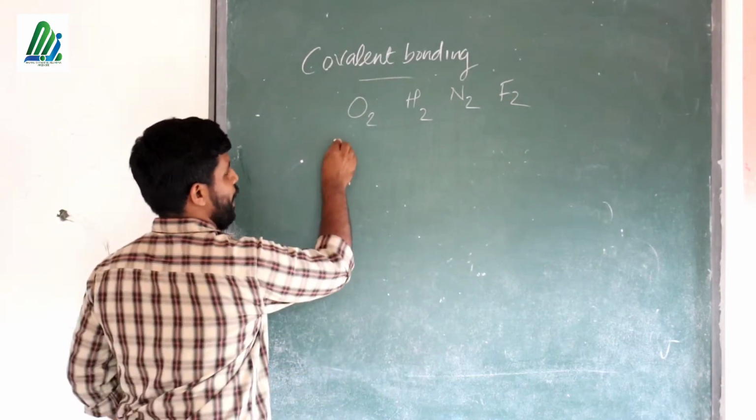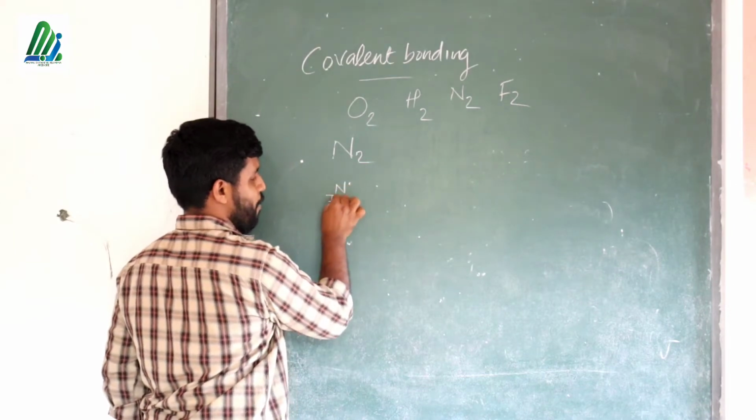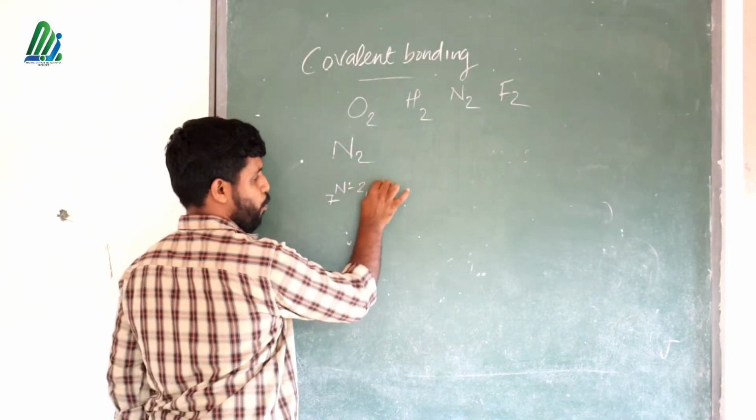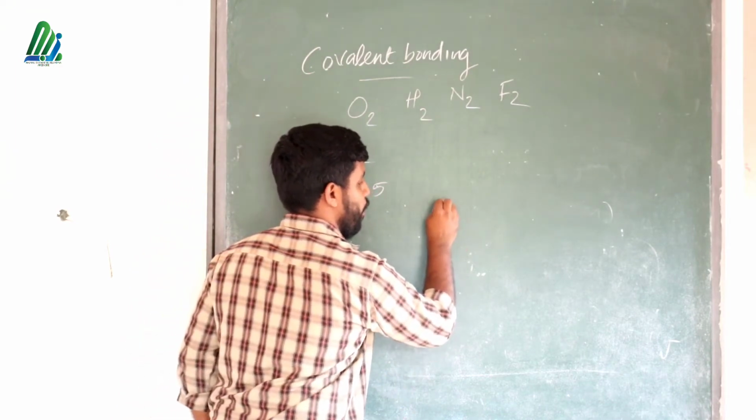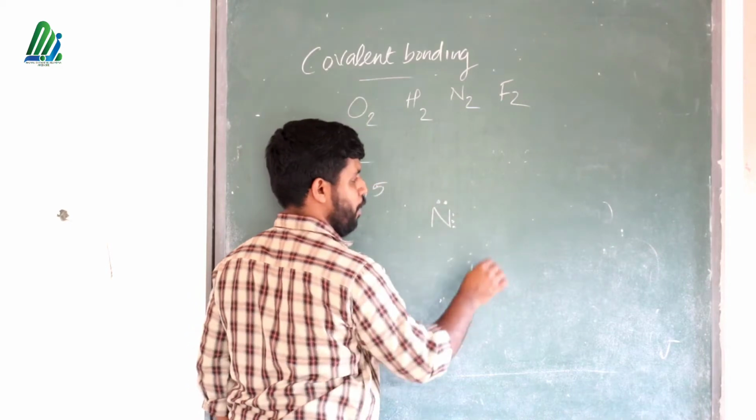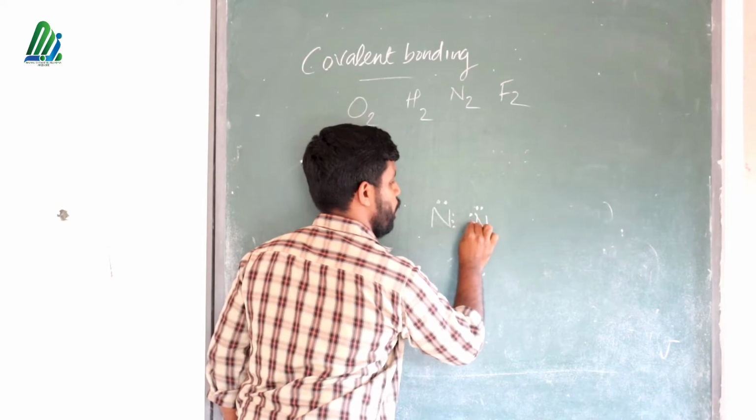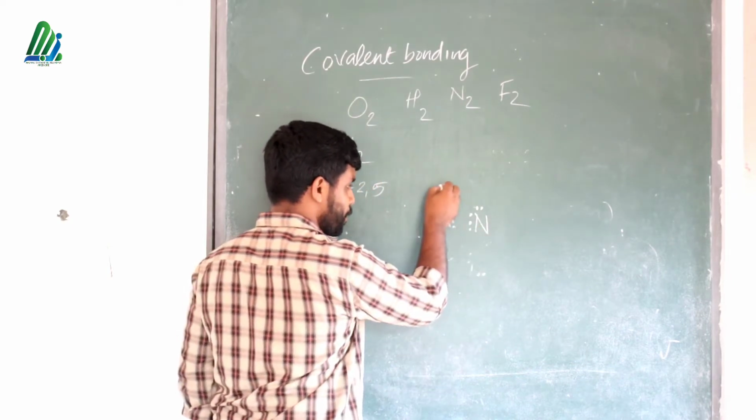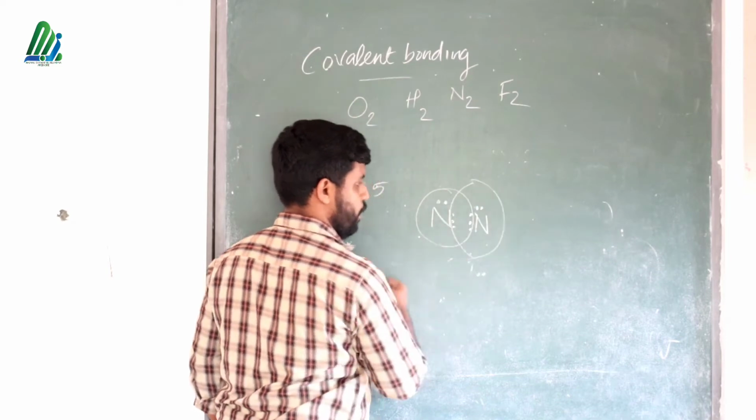So look at nitrogen, N2. Nitrogen's atomic number is 7, electronic configuration 2, 5. 2 nitrogen atoms are combining. So one nitrogen has 5 electrons in its valence shell, 3, 4, 5. The other nitrogen also has what? 5 electrons. Then if they share the electrons, we can represent it like this.